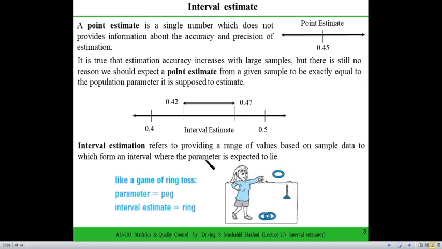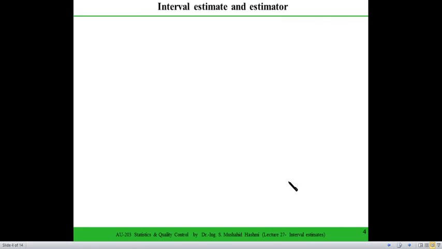And you can have this analogy of a game of ring toss. Here this peg, which is your target point, is your parameter which you are trying to estimate, and you have rings. So rings provide you a different range. The diameter of the ring would be an interval where your expected parameter may lie. So you throw those rings and you expect that the true value of the parameter would be lying in that interval. So this is the analogy we can use to look into interval estimate.